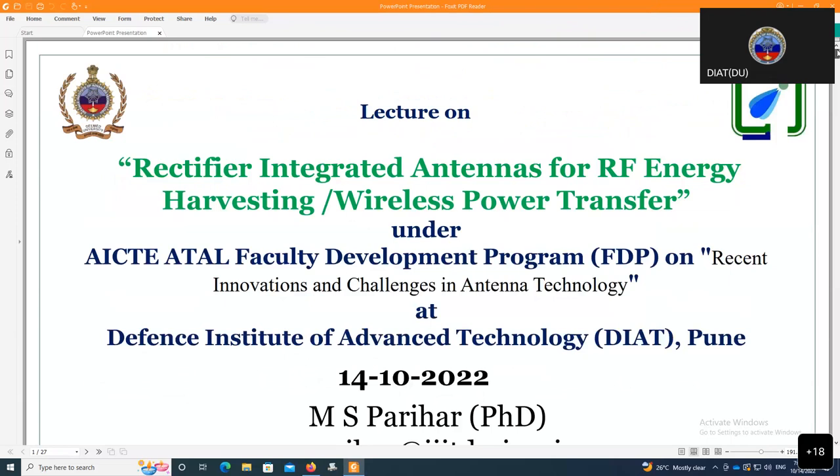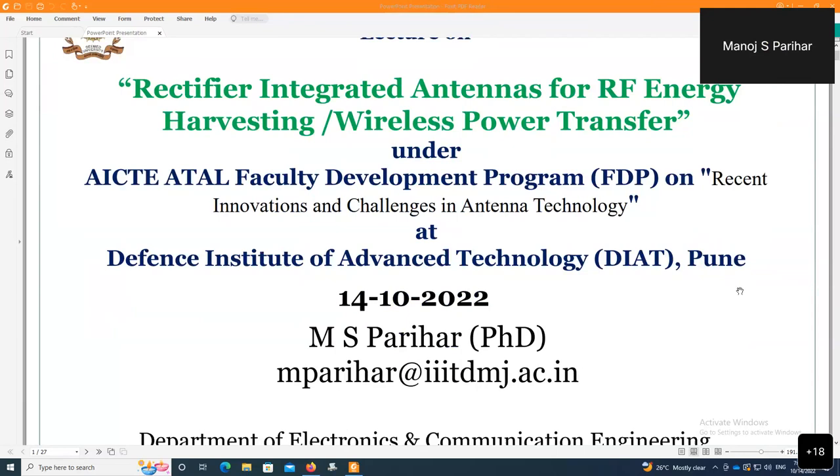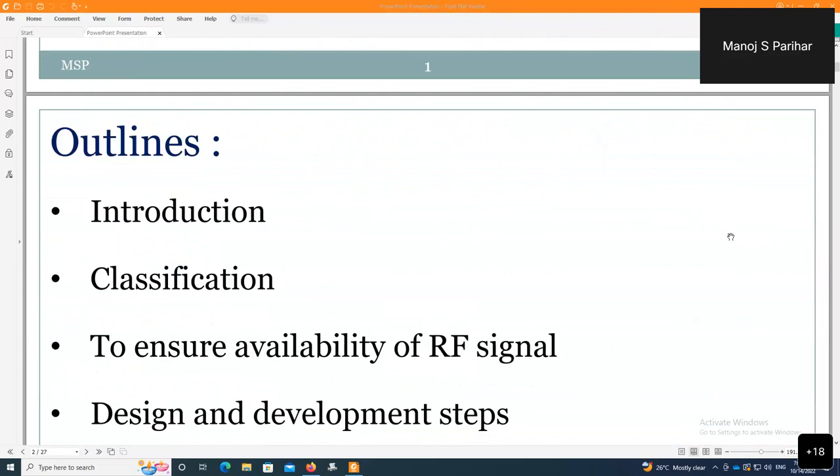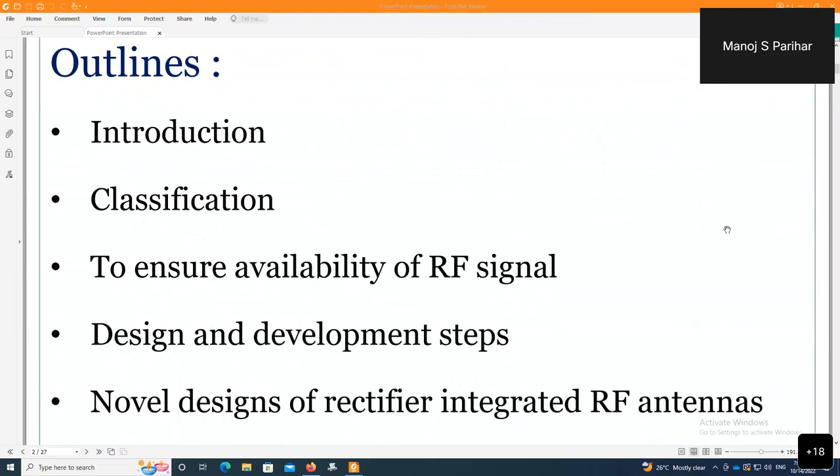Rectifier integrated antennas for RF energy harvesting or wireless power transfer, under the SATEL Faculty Development Program at the institute, AIT Pune. I myself, Dr. M.S. Parihar, am an assistant professor at IIIT Jabalpur. The outline of my talk is: I'll start with a basic introduction of RF energy harvesting circuits and how we can classify the different categories of energy harvesting. Then you have to ensure the sufficient availability of RF signal to harvest the RF energy.